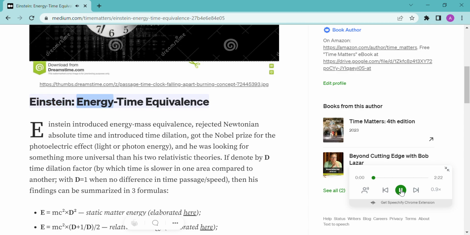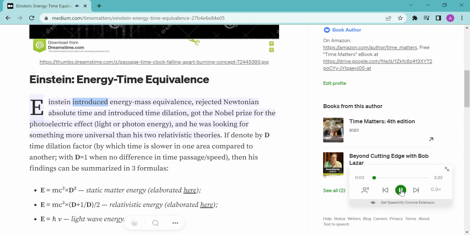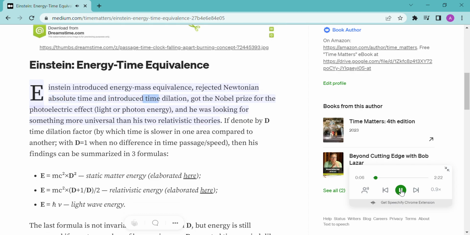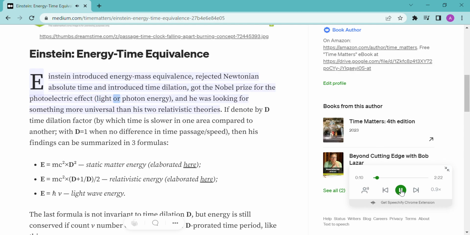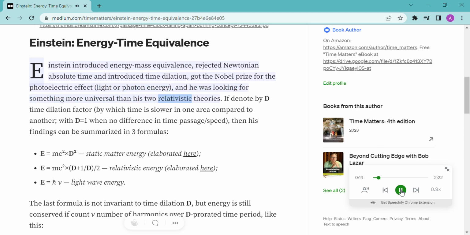Einstein, energy-time equivalence. Einstein introduced energy-mass equivalence, rejected Newtonian absolute time and introduced time dilation, got the Nobel Prize for the photoelectric effect, light or photon energy, and he was looking for something more universal than his two relativistic theories.